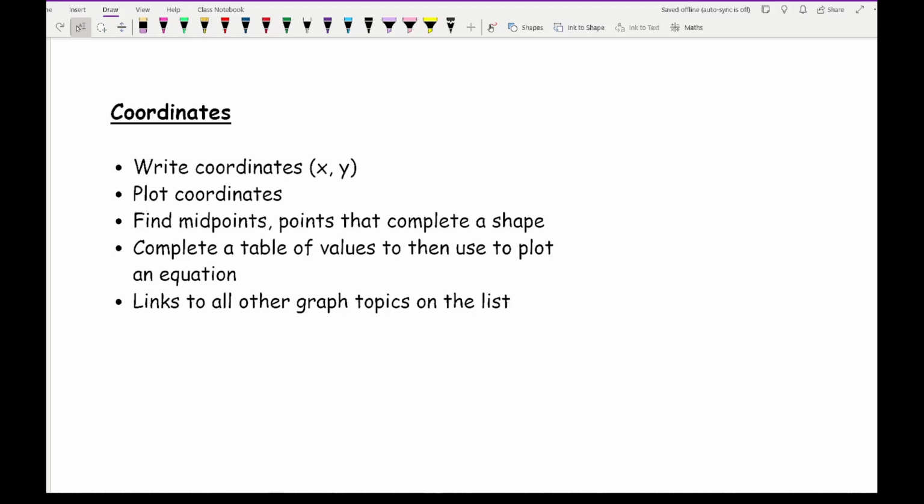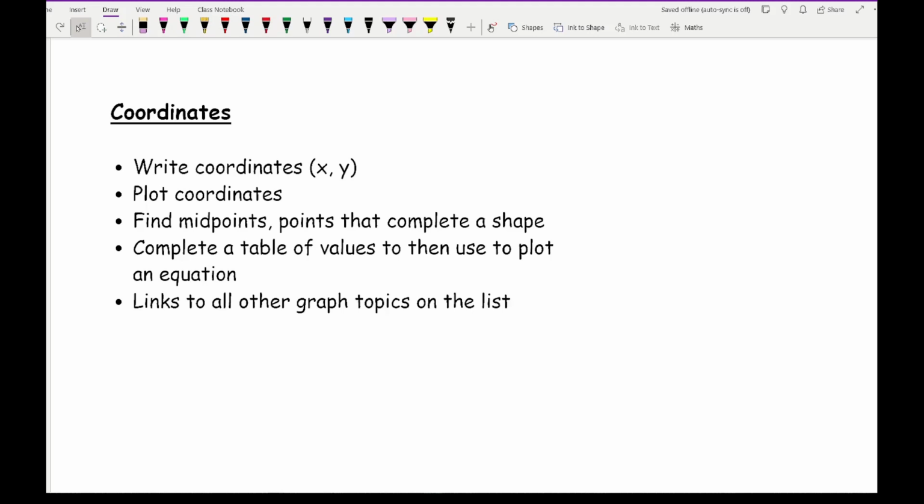So remember that the first ordinate is the x value, the distance going across, and the second ordinate is the y ordinate, which is the distance going up or down. You also need to be able to make sure that you know how to plot coordinates and also find midpoints and points that complete a shape.